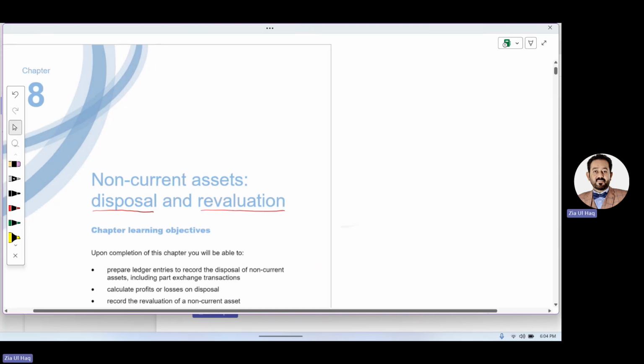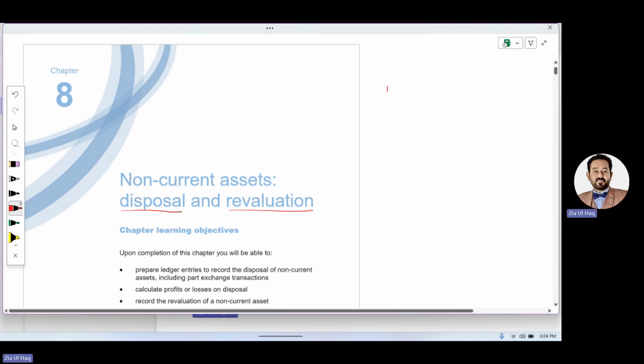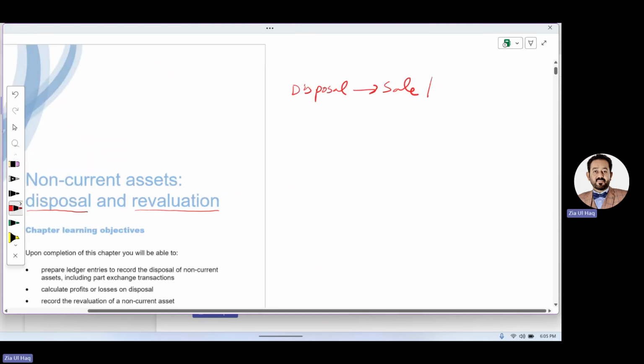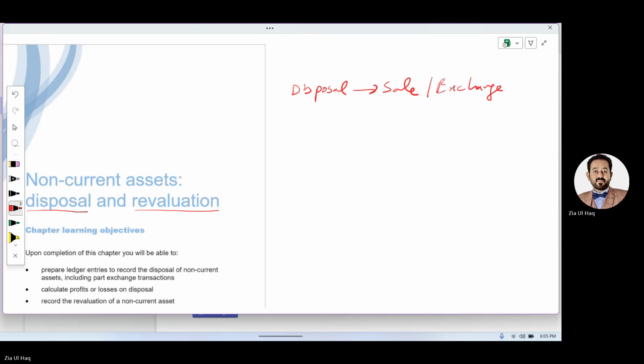What is disposal? Disposal means either sale or exchange of an asset. If we are selling any asset, that will be called disposal of asset, like in scrap also. If we are exchanging an old asset with a new asset, that will also be called disposal of asset. Let's discuss sale.